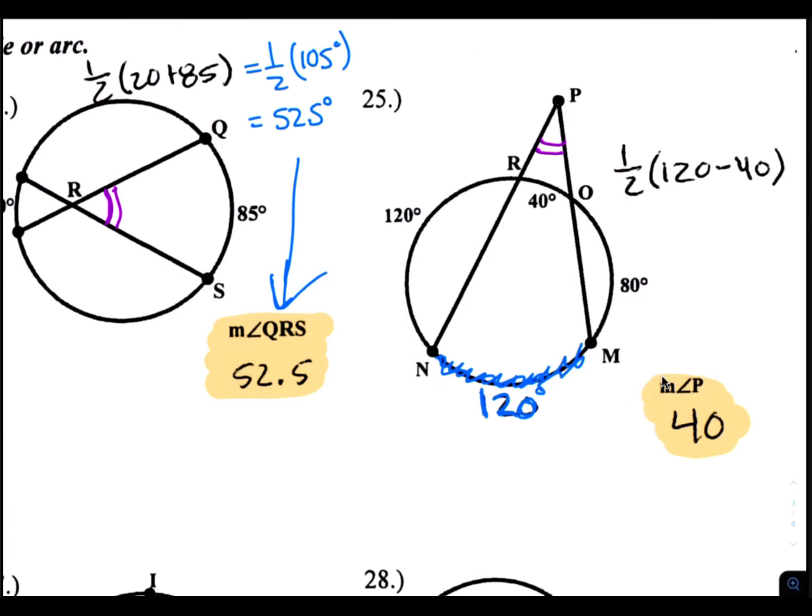Now we're trying to find the measure of angle P. Angle P is the marked angle here, and we know the formula for that is that the measure of angle P is half the measure of the big intercepted arc minus the small intercepted arc. So the big intercepted arc is 120, the small is 40, so that's half of 120 minus 40, and 120 minus 40 is 80, and half of 80 is 40 degrees.